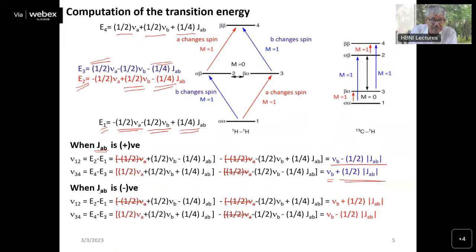Now when JAB is negative, what happens? There is only a change in the sign, because now JAB is negative, and this is the absolute value of J. So as JAB is negative, this will be the equation, if you put all those things, it becomes like this. Similarly, line 3 4 will be nu B minus half JAB, where this is the mod value of J, the absolute value of J.